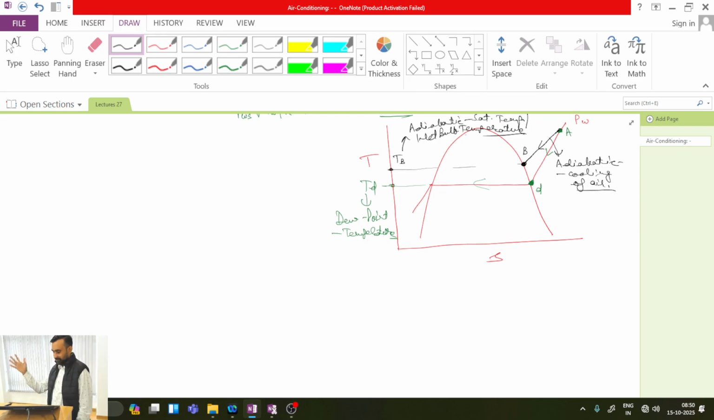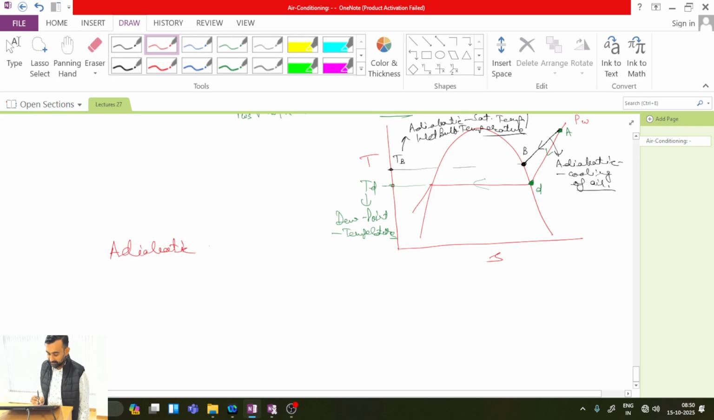Okay. Now let's discuss this further. This is an important topic, and it has very practical utility. It helps a lot in defining the properties of moist air. Adiabatic saturation temperature, or what I will be calling the wet bulb temperature.